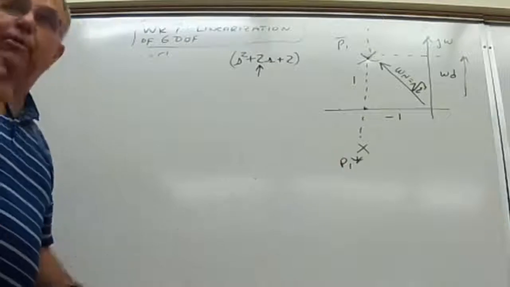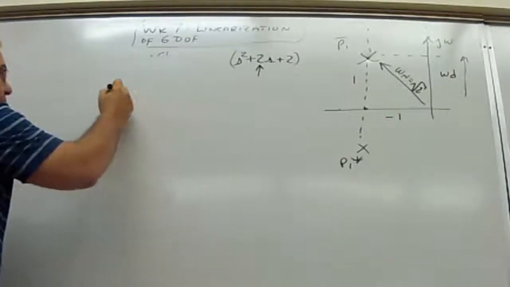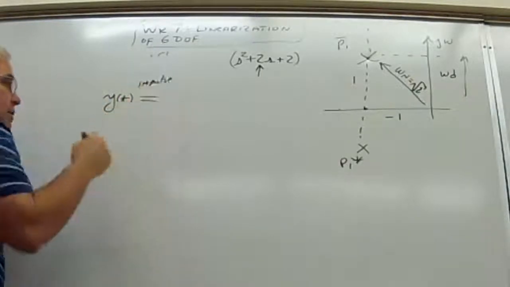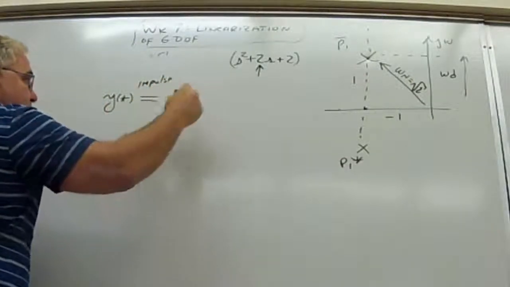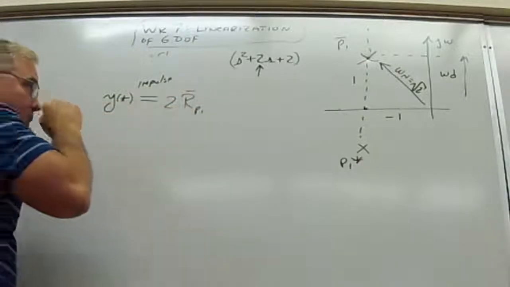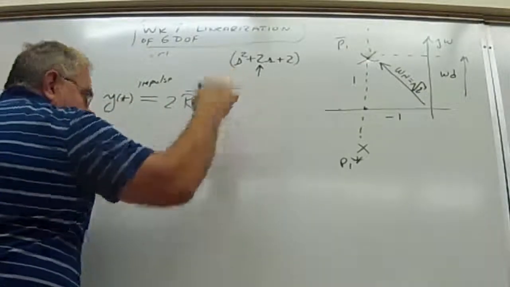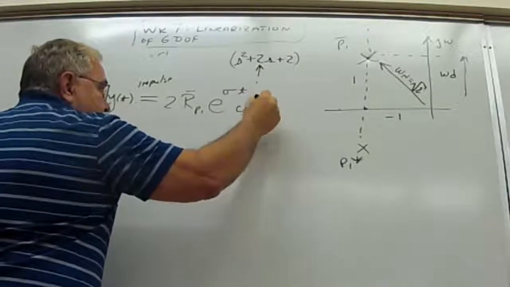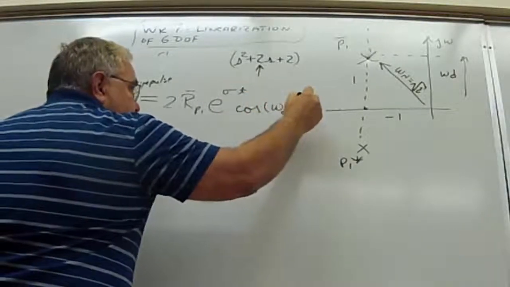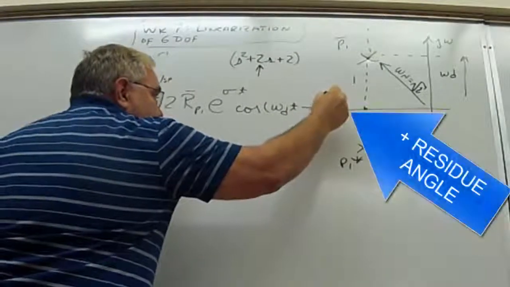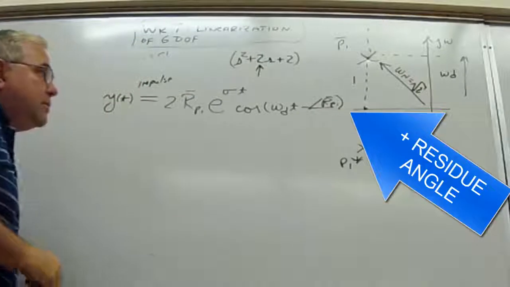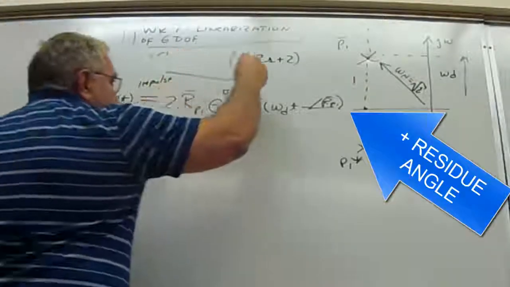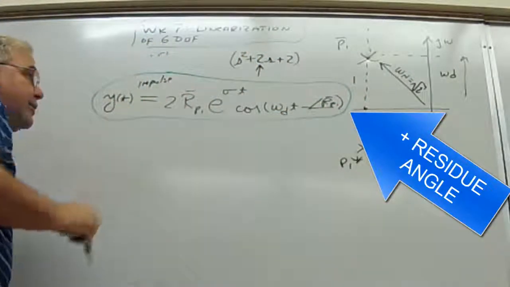Okay, here's what you want to put in your pocket, write it down somewhere. The impulse response, y of t, from the impulse, is equal to twice the residue of that pole, P1, times e to the sigma t, or e to the minus zeta omega n t, times the cosine of omega d t minus the angle of the residue of that first pole. This formula always works. As I told you before, I am not going to derive this formula. It is in your notes, and I will begin to go over it with you and show you why it's true.